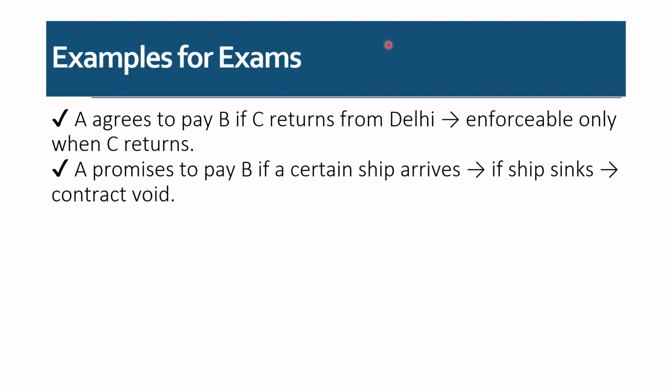Let's look at the examples for the exams. A agrees to pay B if C returns from Delhi. So what is happening in this case? It is enforceable only when C returns. So here we are talking about the happening of the event. Next is A promised to pay B if a certain ship arrives. If the ship sinks, the contract is void. Right.